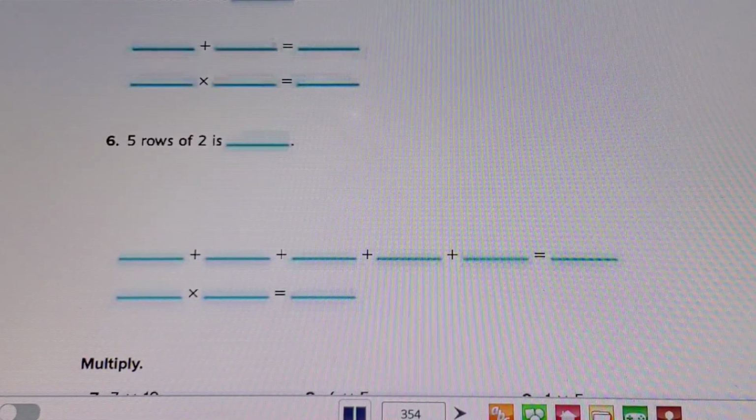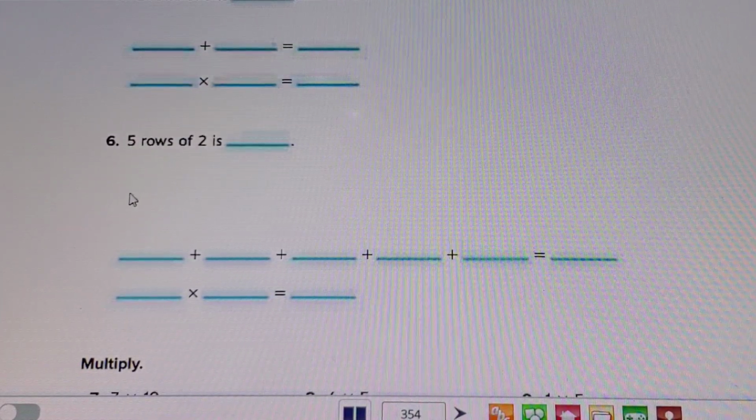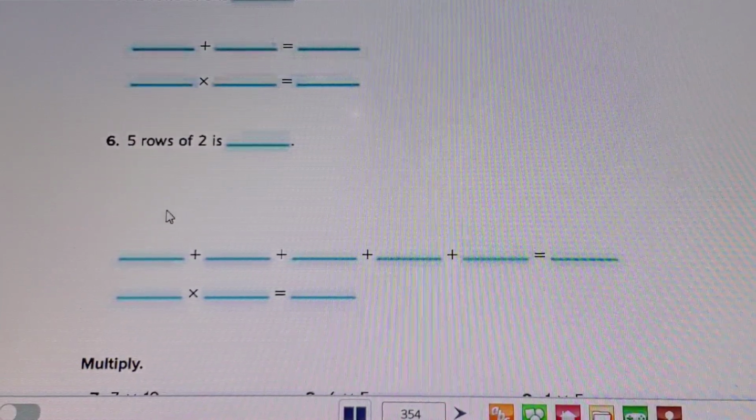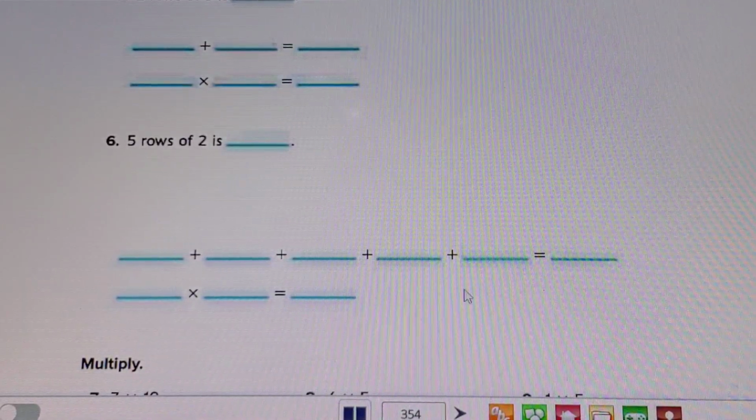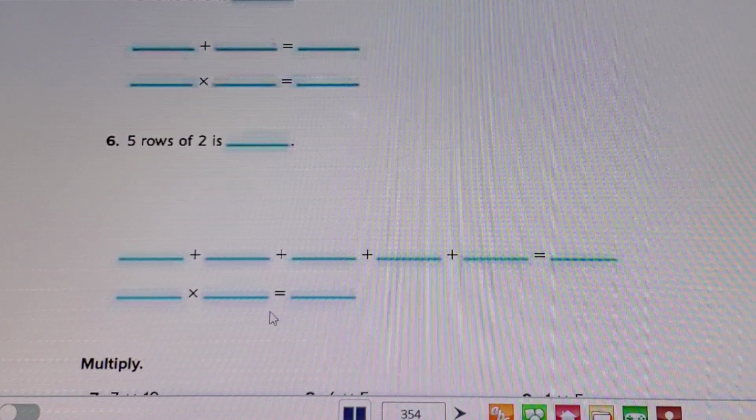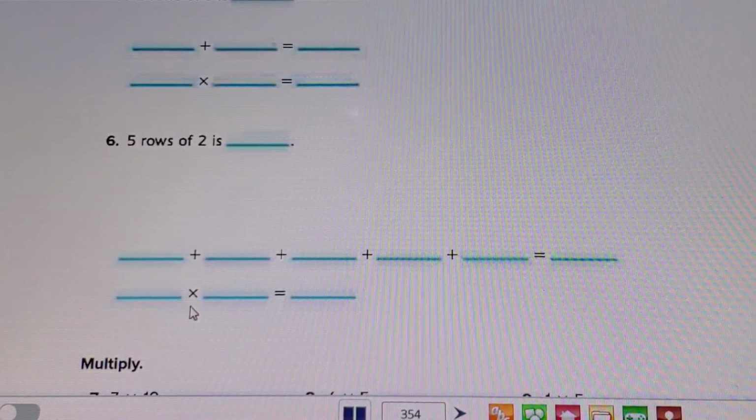Now for number 6, you have 5 rows of 2. So over here, or even here, draw 5 rows of 2. 1 row of 2, 2 rows of 2, 3 rows of 2, 4 rows of 2, 5 rows of 2. What is your addition sentence? What is your multiplication sentence? And all of these should have the same answer. And remember, your multiplication sentence in both 5 and 6 has to match your array.